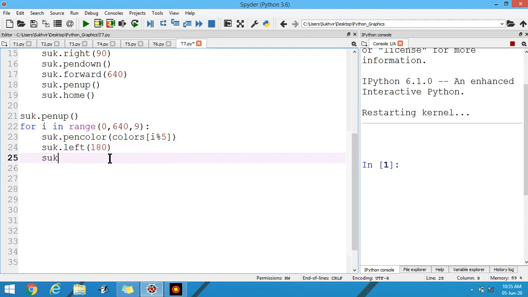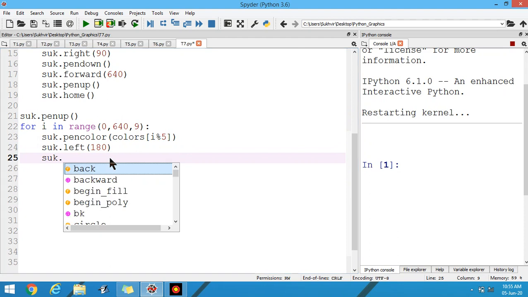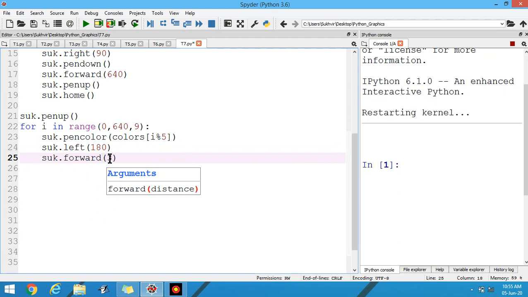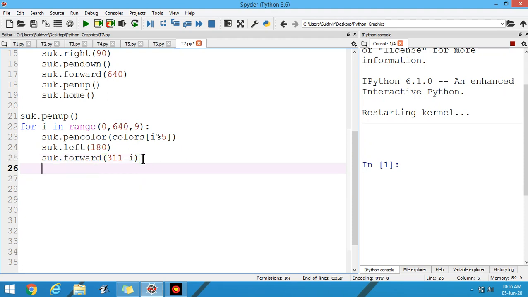And suk dot forward, let us say 311, because the maximum distance is 320. I subtract 9 from that value because I have to draw the vertical lines. Now the subtraction of i will be there from the vertical line.